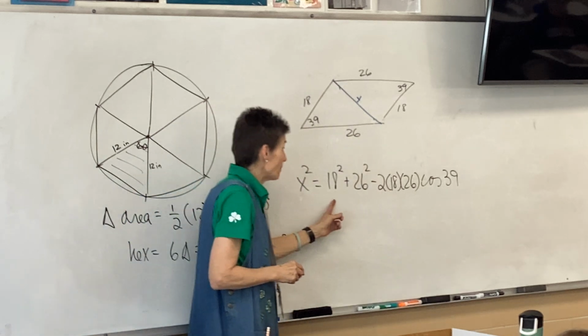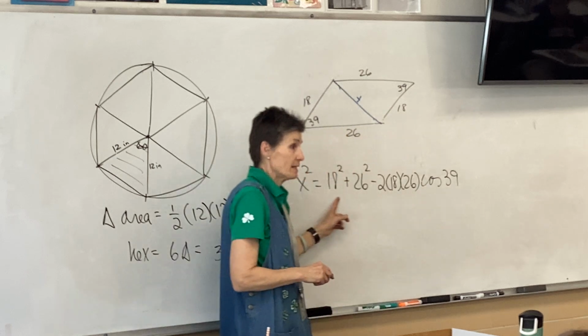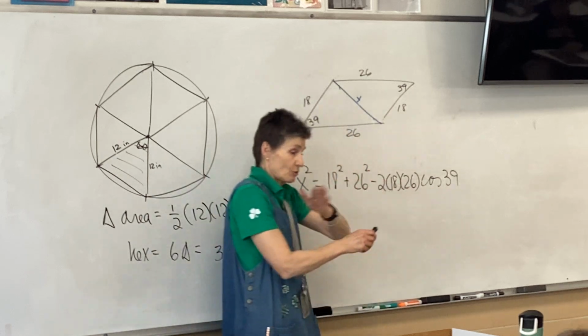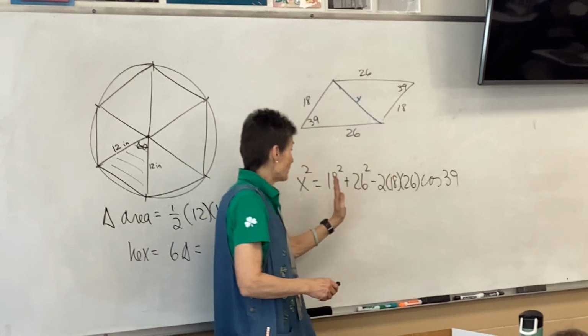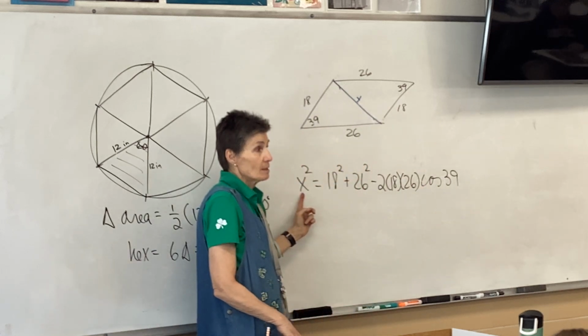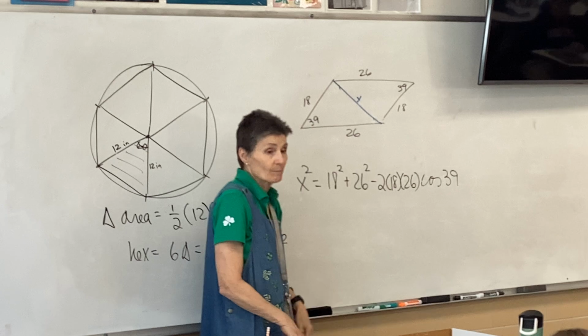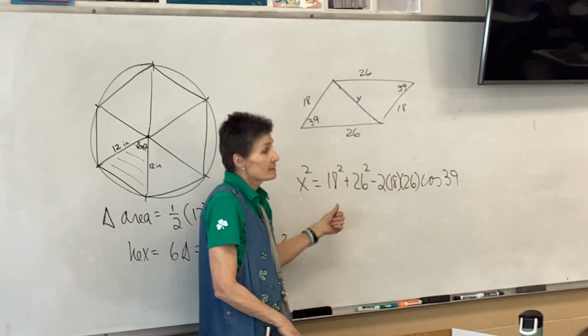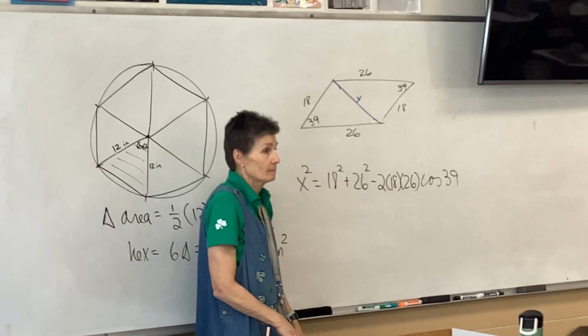Now, you can type all this in, there's no variables in here. But when you get it all typed in, you have to remember to square root it. All right, do it right now. Come on. Dana, type this in and square root it.